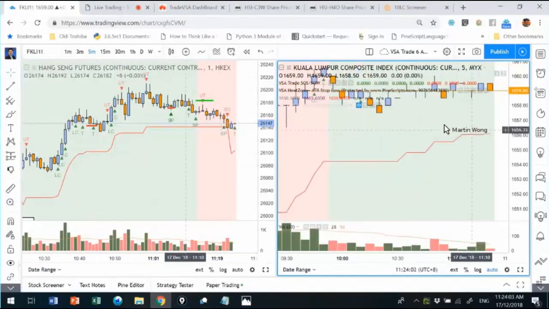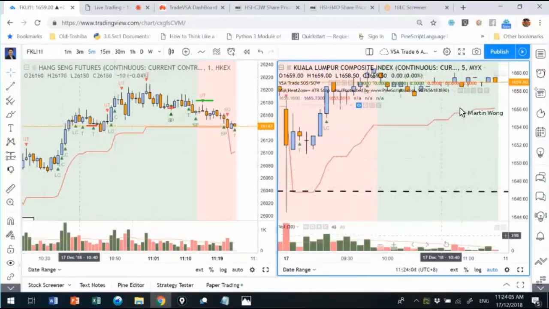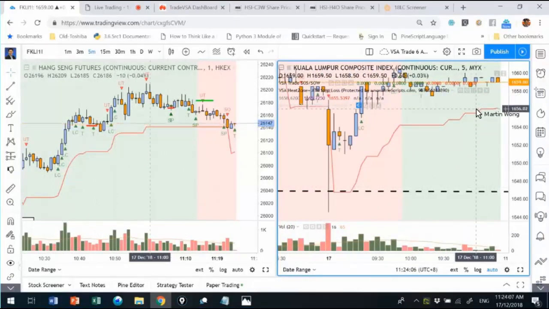Now, FKLI on the 5-minute chart, again, this one, it does look like just sort of moving sideways. It's going to be either a bump to the upside or bump to the downside, depending on tonight, what's happening on the US FOMC meeting, where the minutes will determine whether the US interest rate will go up or go down.